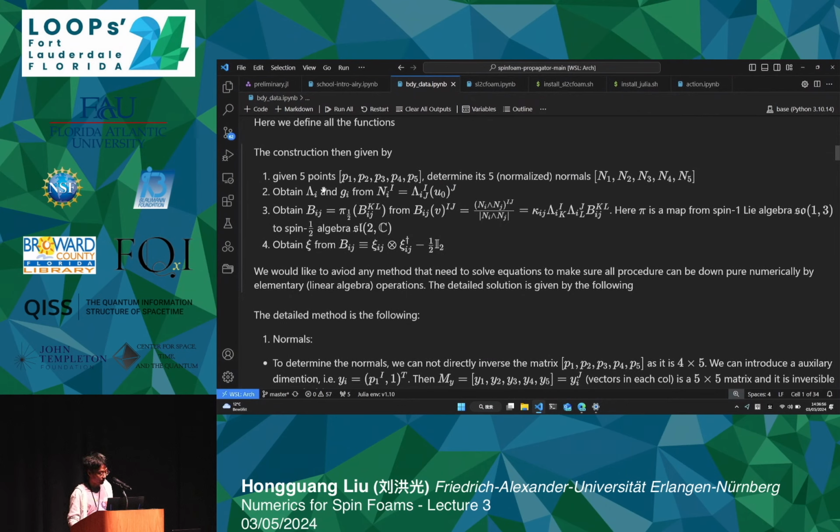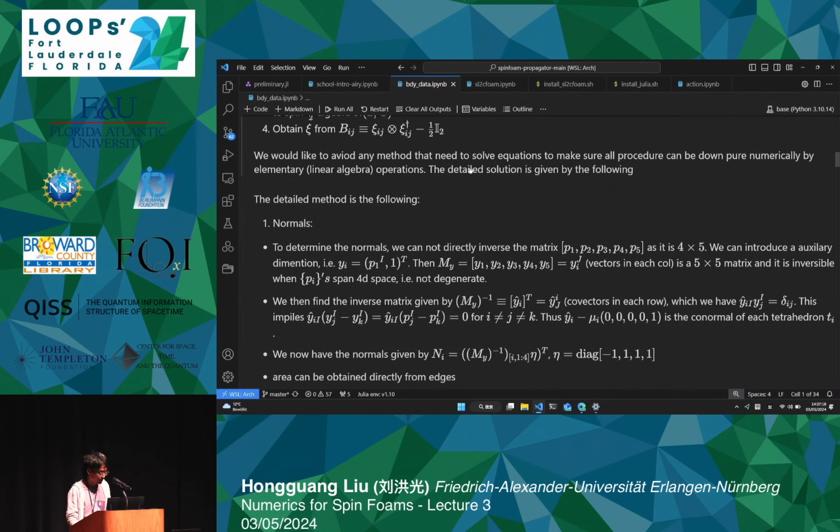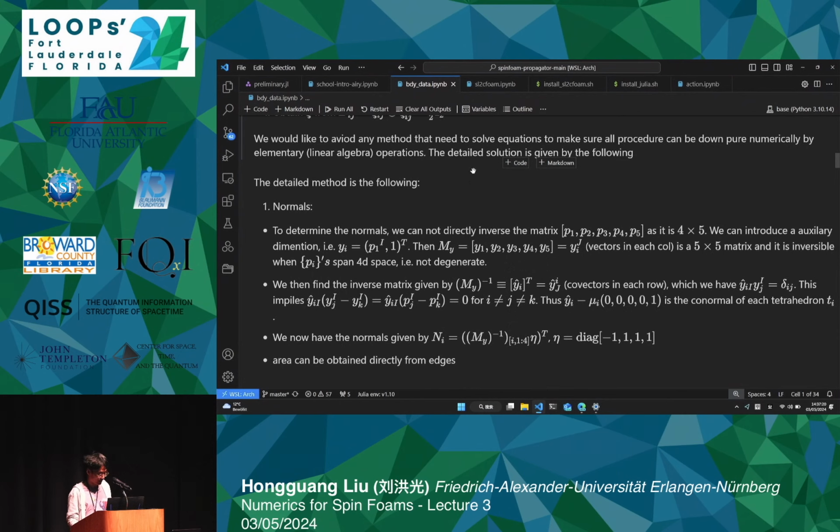And from the group element, we can boost it back to its own reference frame, such that from the 4D vector, we project it into the 3D subspace. And finally, from this 3D vector, we obtain the Cauchy data, which is our boundary data. That's the procedure.